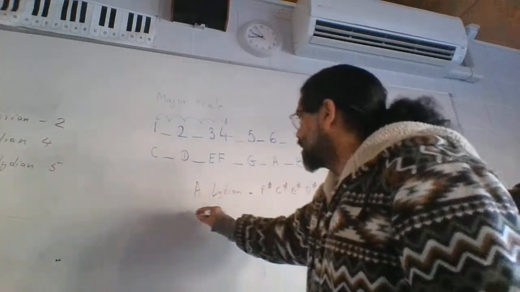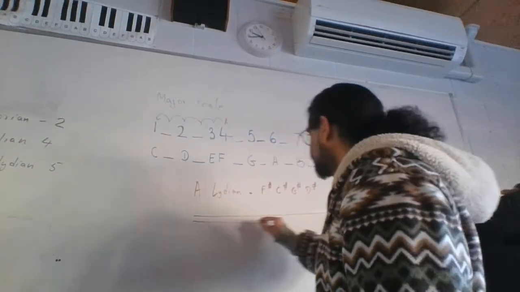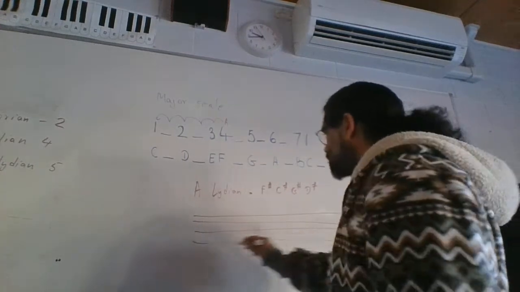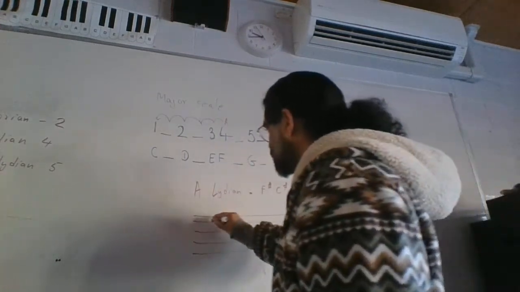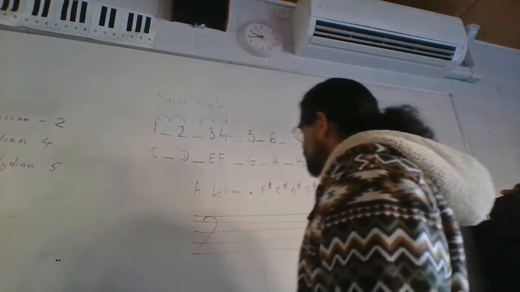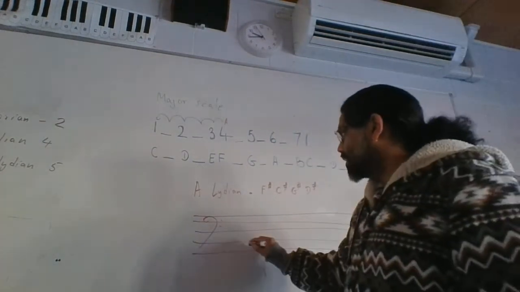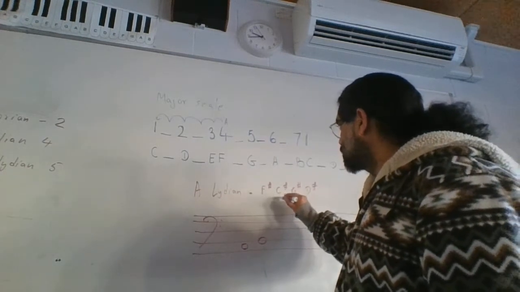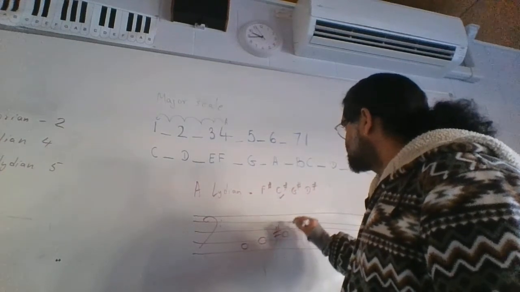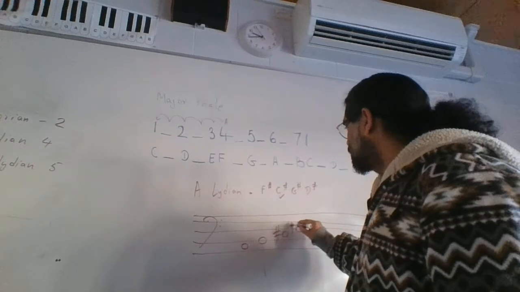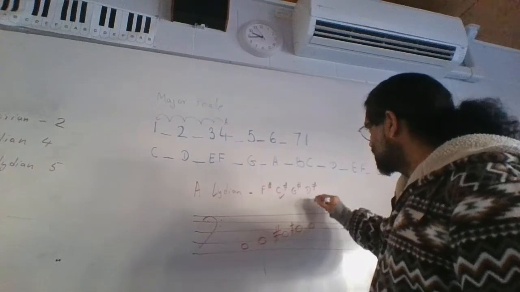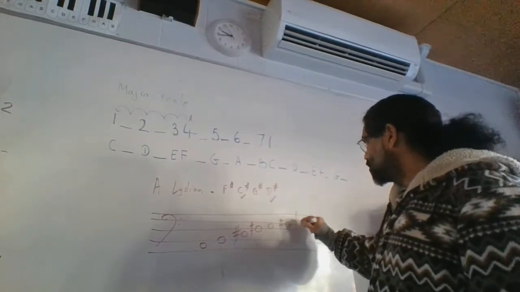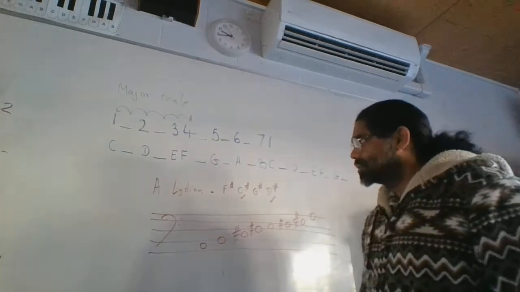So let's do our A Lydian in the bass clef. No key signature. Let's do the whole thing using accidentals. Bass clef, starting on A, B, C sharp, D sharp, E, F sharp, G sharp, and A. And that's your A Lydian.